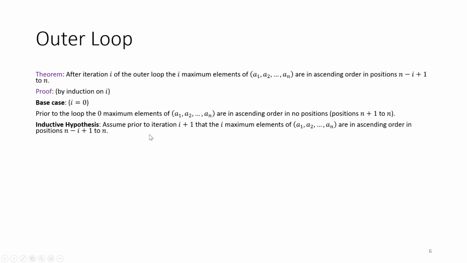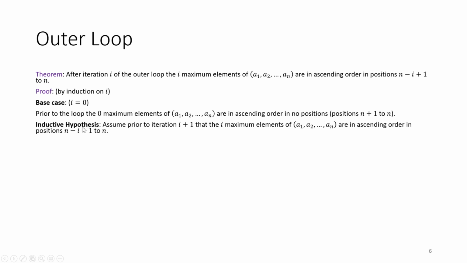And then we're going to try and argue what's true after iteration i plus 1. Now this one I want to be a little bit careful with. Let's go ahead and plug into this same clause. We're going to be plugging in i plus 1. If prior to this iteration the i maximum elements are in the right positions, then after this iteration the i plus 1 maximum elements should be in ascending order.